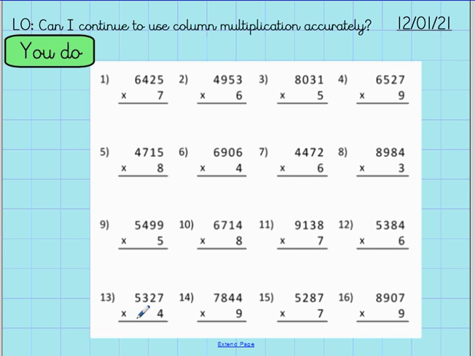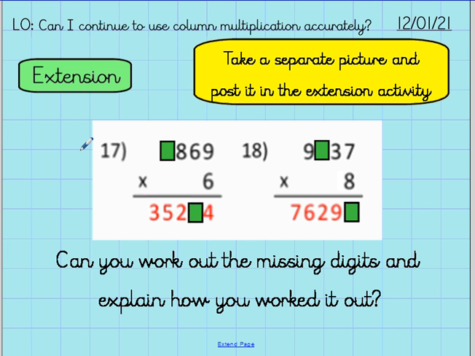And if you get through these, okay, there is a challenge today, so a separate post onto Class Dojo under the maths extension. The question is here: can you work out the missing digits and explain how you worked it out? So you're going to have to work through this calculation and find out what would go in each of these boxes here. Okay, so you're going to have to think carefully about that, and I look forward to seeing your responses. I know some of you will really enjoy the challenge of that. I look forward to seeing your responses on Class Dojo later.